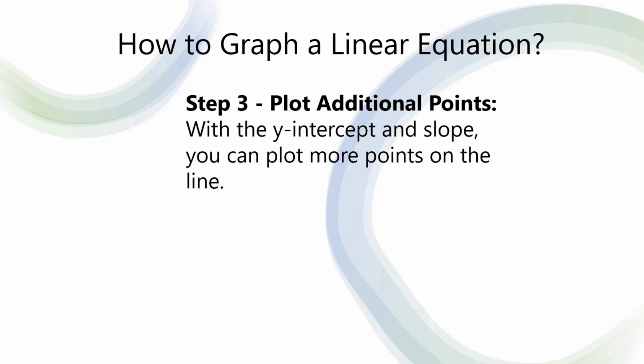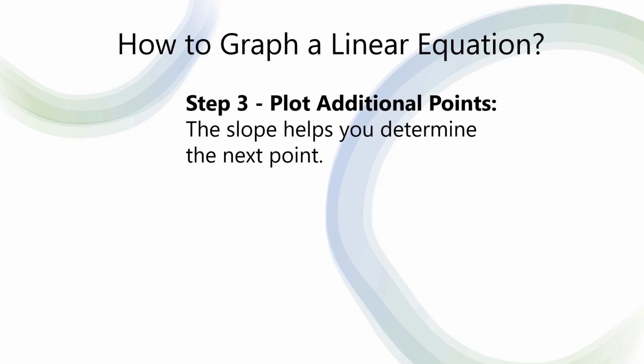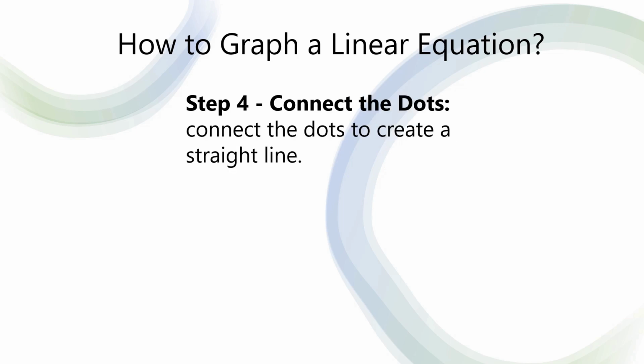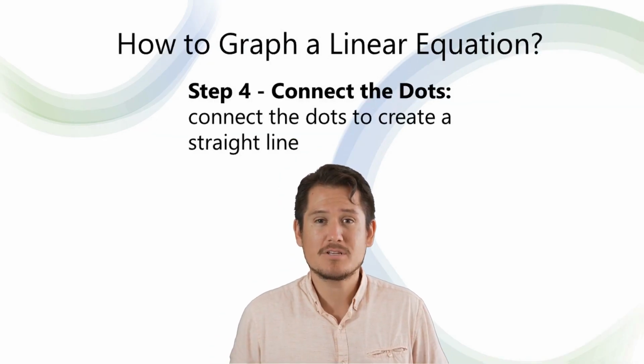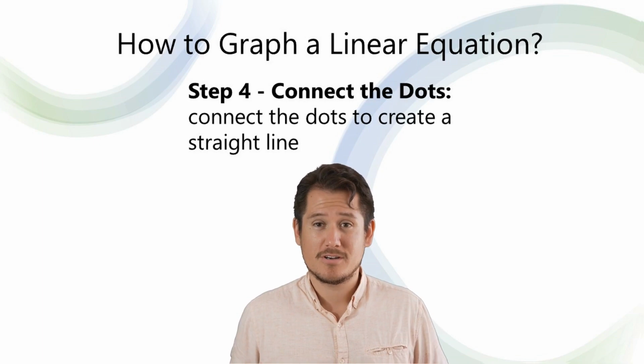Step 3. Plot additional points. With the y-intercept and slope, you can plot more points on the line. The slope helps you determine the next point. For example, if the slope is 2, that means for every 1 unit you move to the right, you move 2 units up. Step 4. Connect the dots. Once you have plotted a few points, connect them to create a straight line. This line represents the solution to the linear equation.